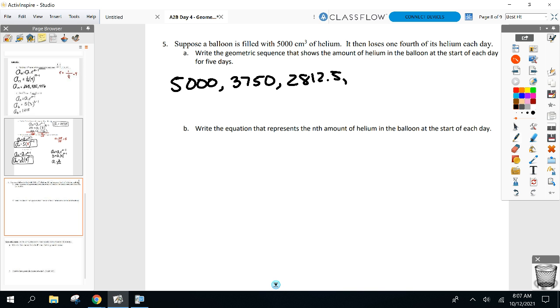Get in the fourth term. 2,100. 275. 9.375. Multiply it by a fourth and then subtract. And then the fifth term's got a couple more decimals with it.